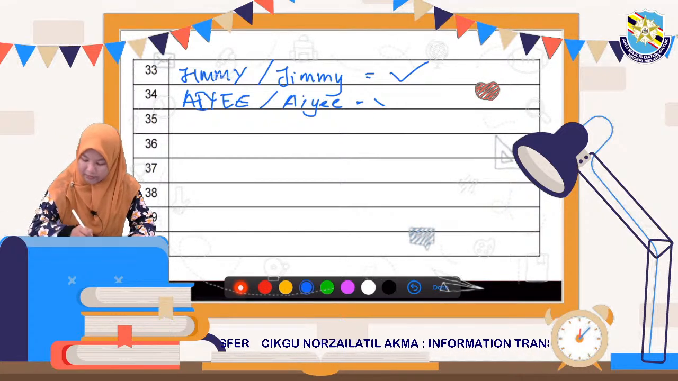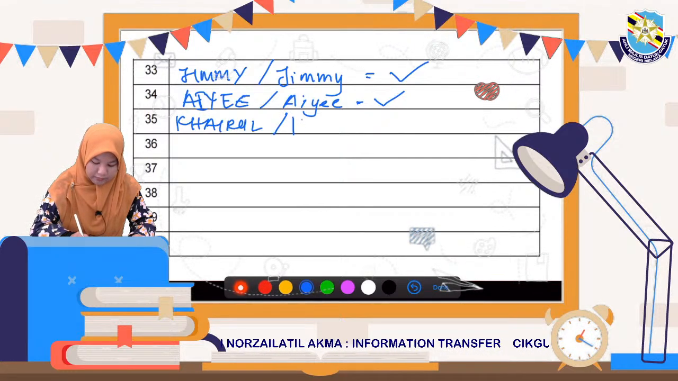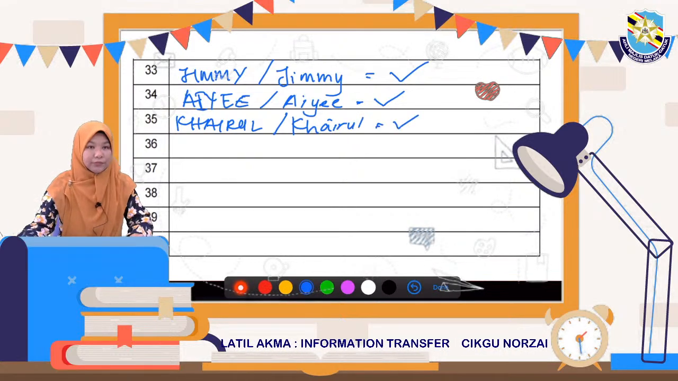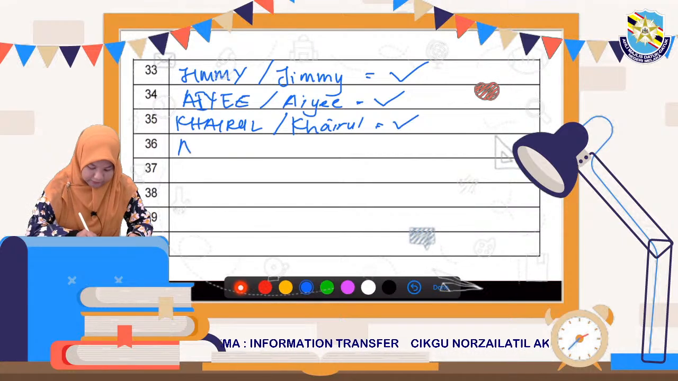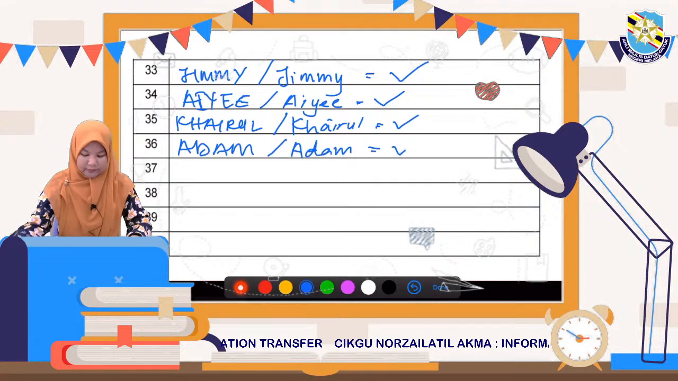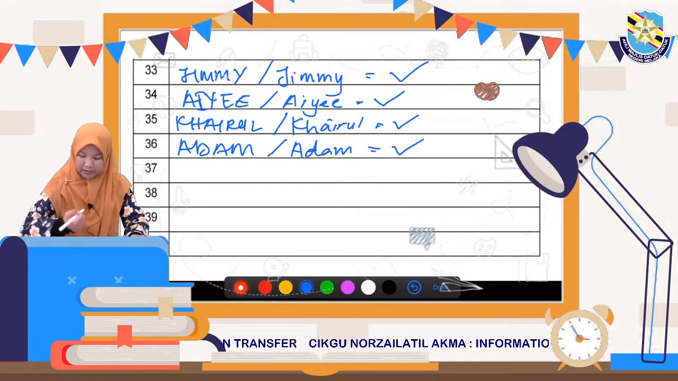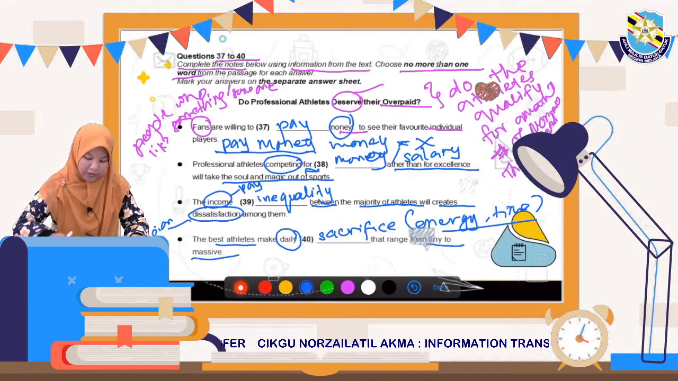For 35, we have Khairul. 36 is Adam. For 37, the answer just now will be pay.